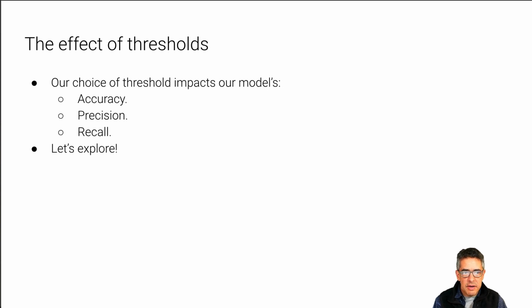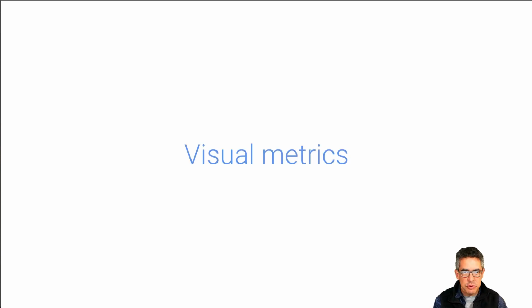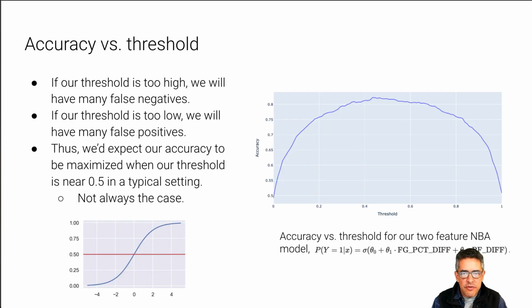And as we're going to explore, our choice of threshold affects a number of different metrics, which we're going to see now. So the first one that we're going to focus on is accuracy. As we've seen already when we described the confusion matrix, the accuracy is the ratio between the total number of accurate predictions that we have, so true positives plus true negatives, divided by the total number of samples in our data set. So let's think for a minute about what happens as we move our threshold around.